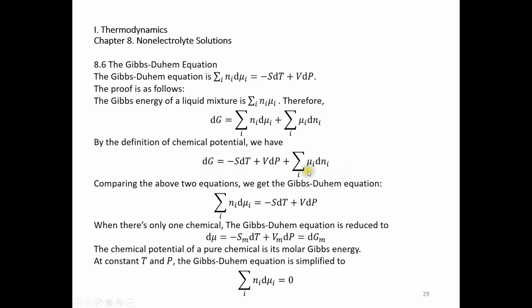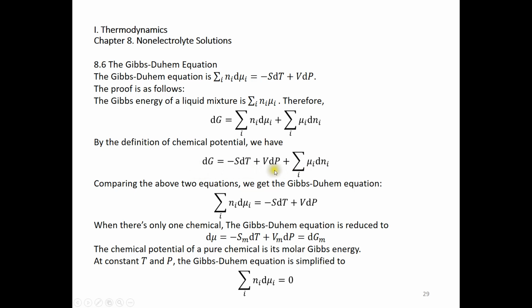The chemical potential can be defined by this equation: dG is negative S dT plus V dP plus the sum of mu i dNi. G, S, T, V, and P are the Gibbs energy, entropy, temperature, volume, and pressure of the entire liquid mixture. Mu i is the chemical potential of species i, and Ni is the number of moles of species i.